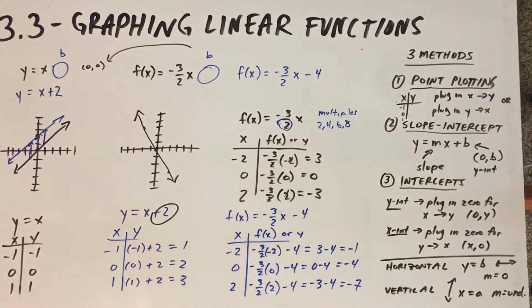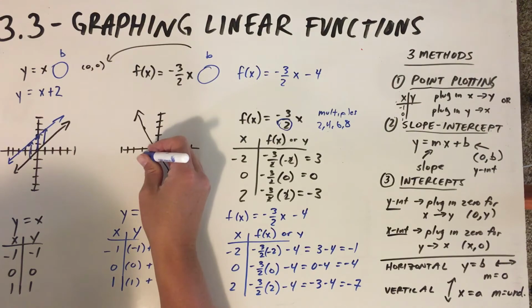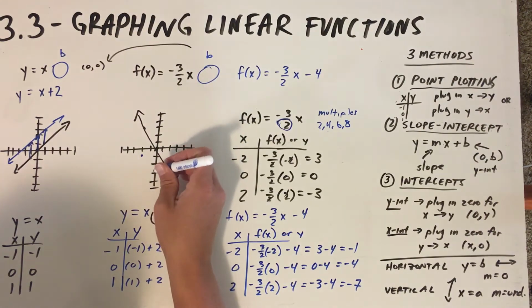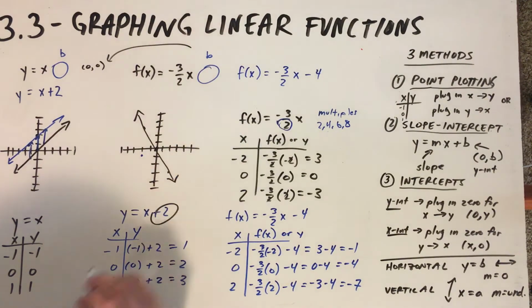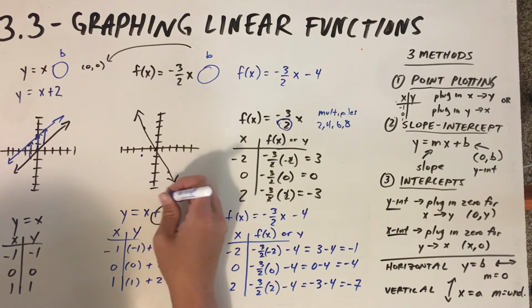So the ordered pairs here are (-2, -1), (0, -4), and (2, -7). So that is going to be like all the way down here.